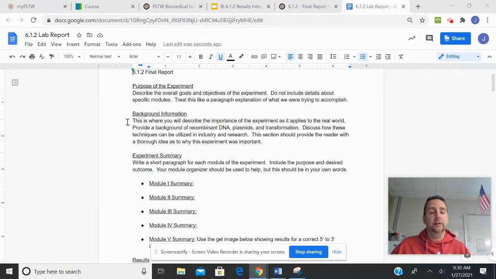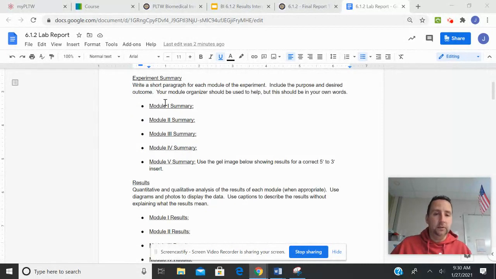So, purpose of the experiment, background of the experiment, I've talked about that, like what's the overall goal. This is where you're going to talk about why it's important in research. I've added in these headings too for the experiment summary. You're going to take your 612 organizer and turn that into little narratives explaining what the goal, purpose, and desired outcome was for each of the 5 modules. Okay. Then we get into results.